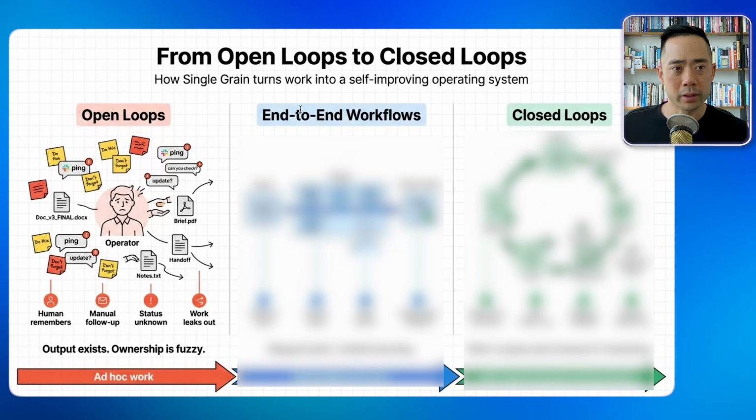But first, I'm going to start off with a chart that you have to take a look at to show the different levels of using AI, just so you know where you're at and where you should be going to. This whole concept over here, you have open loops, end-to-end workflows, and closed loops, okay?